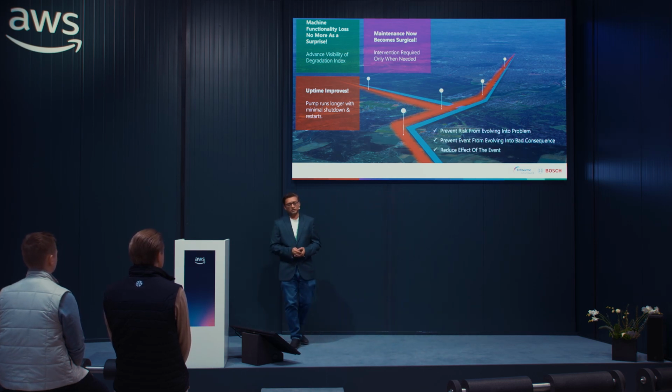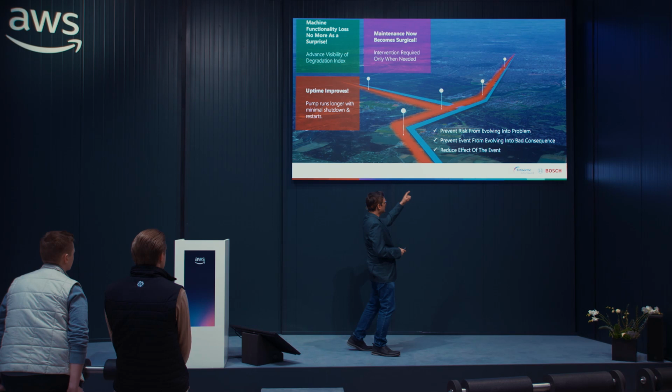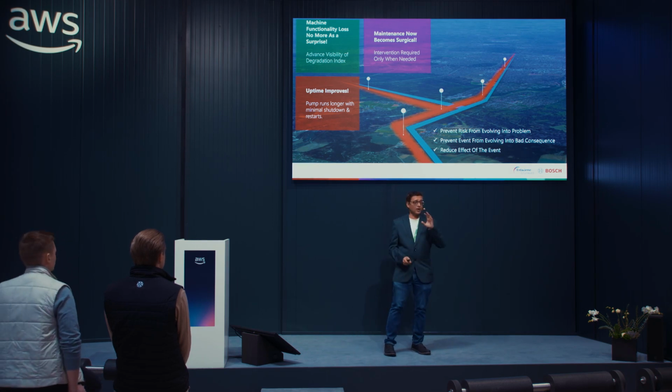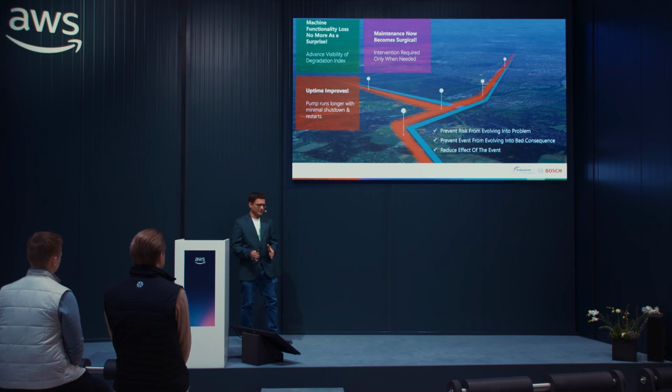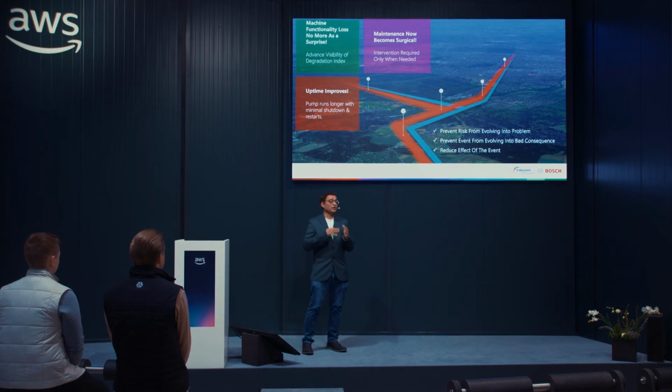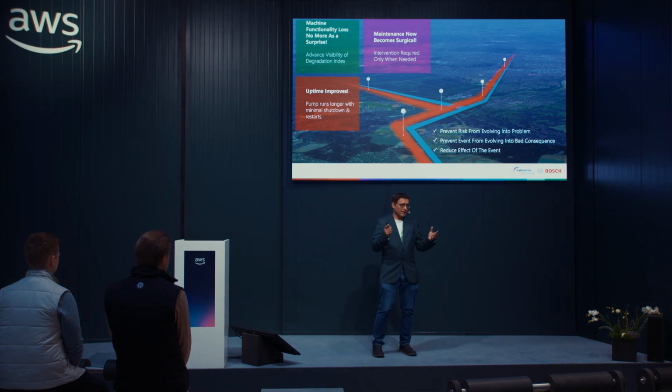But the final result, I can say, is that the system was able to prevent risk from evolving into a big problem. Nobody likes a problem, right? And then how to prevent this event and avoid it becoming a bad consequence. And finally, reducing the effect of the event. These three sentences are very powerful because the people who are working on the ground, handling such a very complex asset which you can't reach, you can't see, but you can only feel, this brings happiness to the smiles of those people who are maintaining this kind of very complex assets.